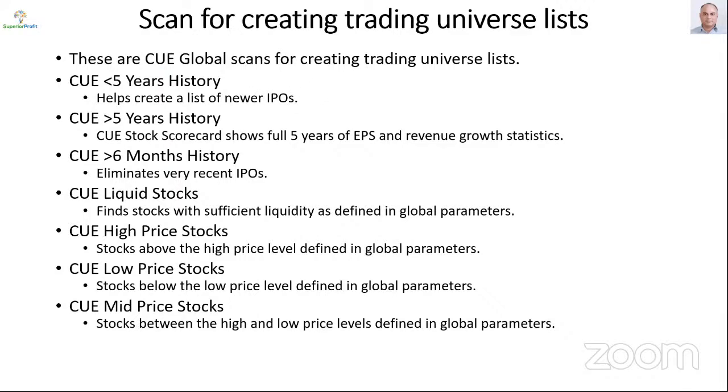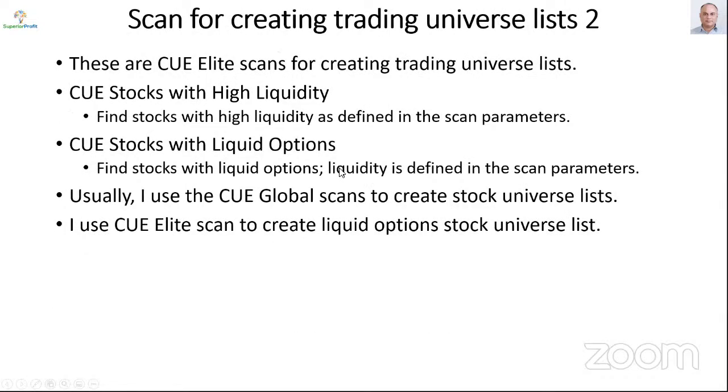Those were the scans for creating trading universe list. Let's see if there are more. There are more for Q Elite. These are the Q Elite scans for creating trading universe lists. Q stocks with high liquidity: find stocks with high liquidity as defined in scan parameters. In Q Elite, there is no global parameter. The scan itself has parameters. You may change it there. I'll show where to change that.